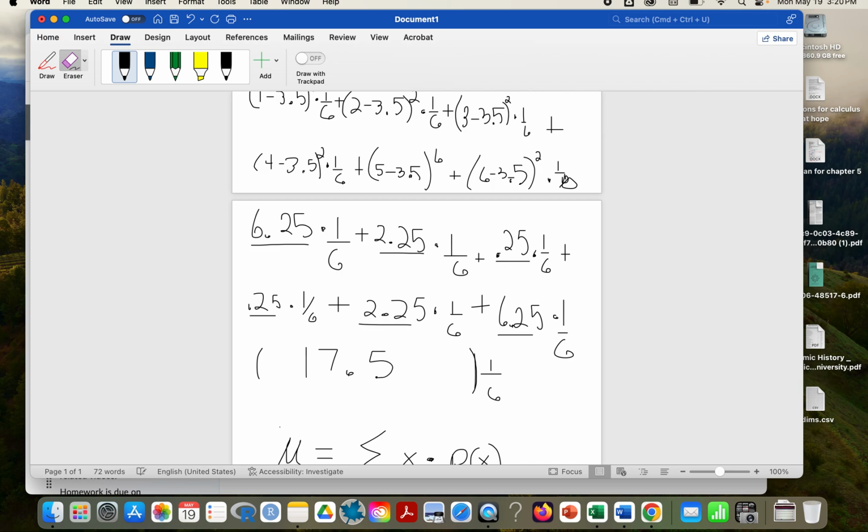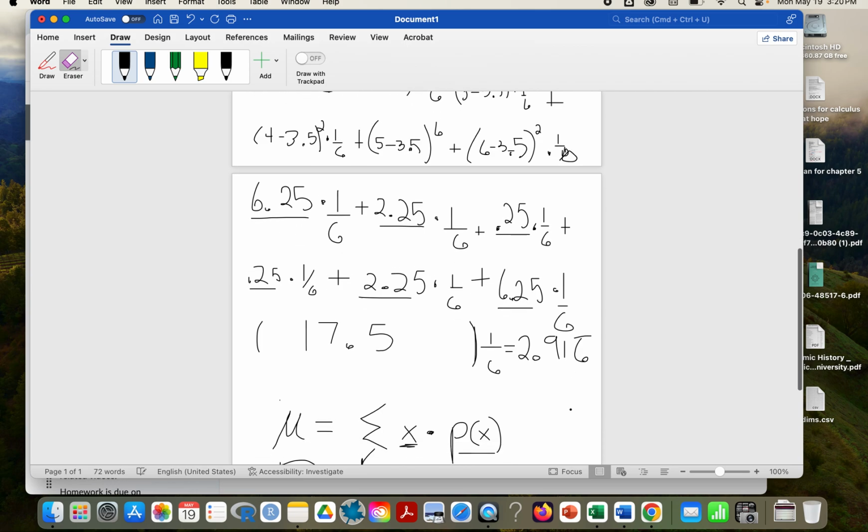So 17.5 divided by 6, and we get 2.9. I hope I didn't add anything wrong. 2.91666 keeps going. So 2.916 repeating. That is our variance.